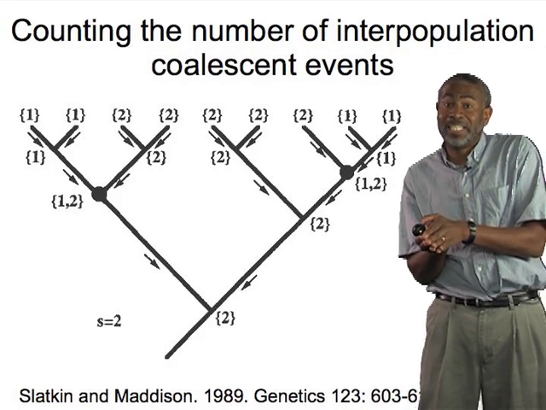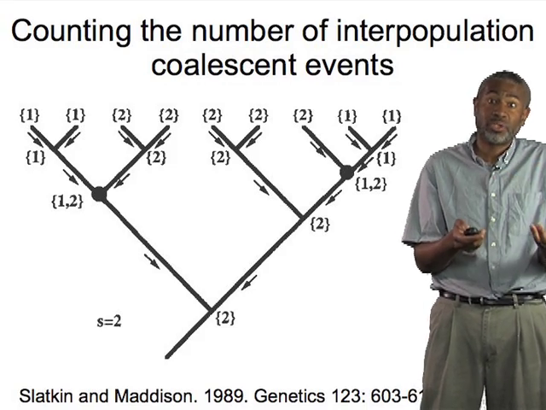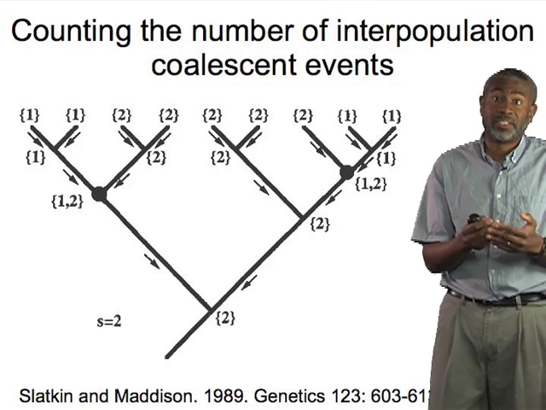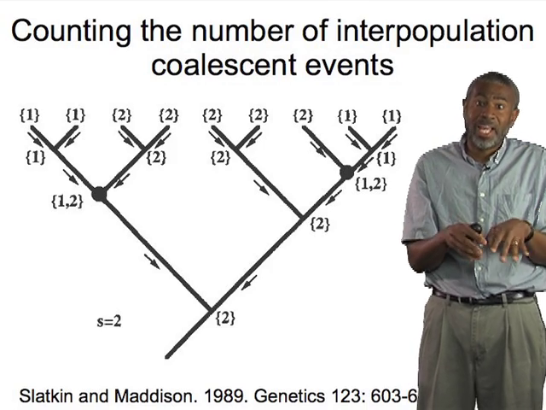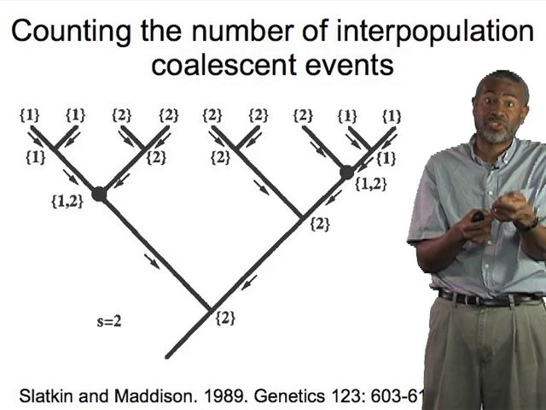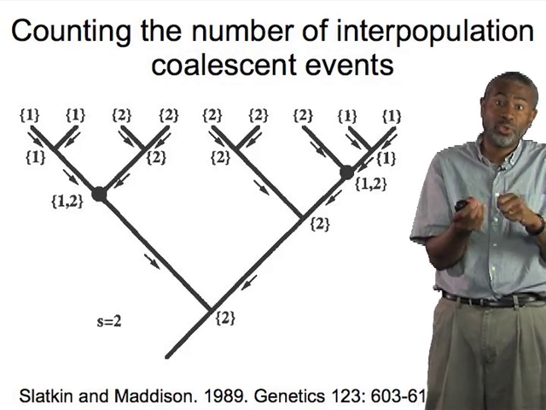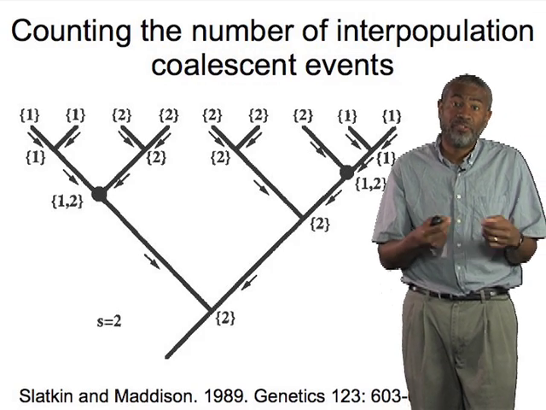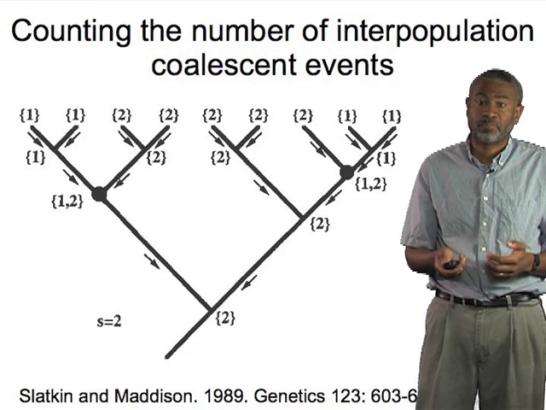So both incomplete lineage sorting and gene flow can cause these discordances between the gene tree and the population tree. We can count the number of discordances in this gene tree by simply moving down the tree and noting when we have a population switch. You can see where the black dots are. Those are instances where we have a switch from population 1 to 2 or population 2 to 1. And that number is going to be useful for understanding the dynamics of these populations.